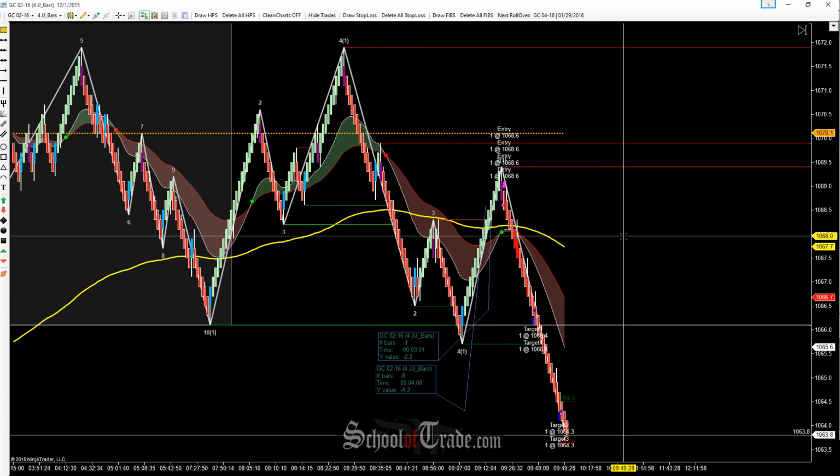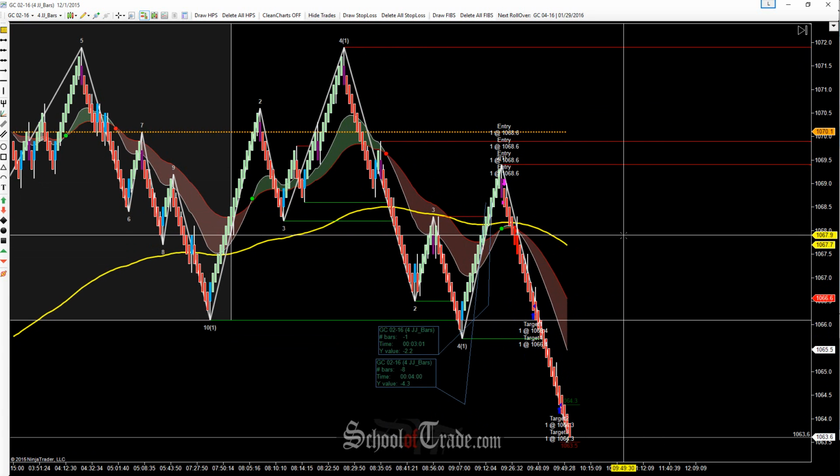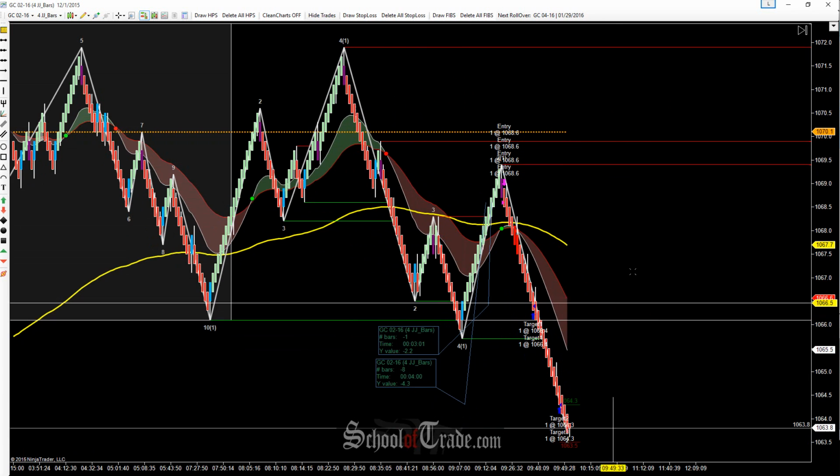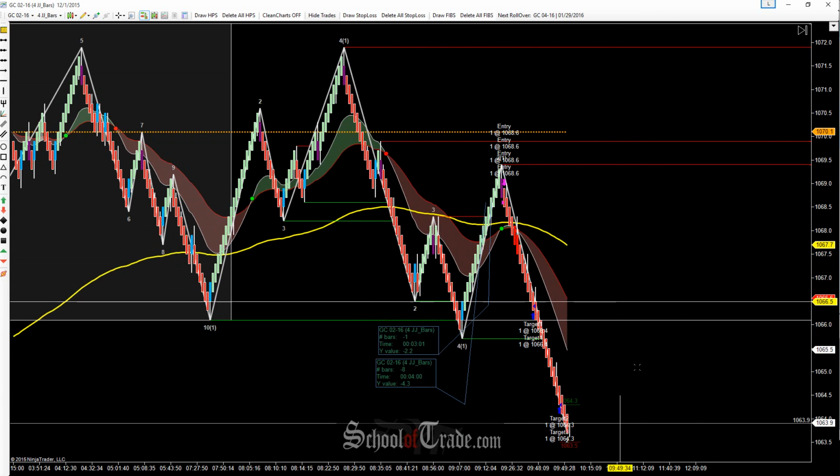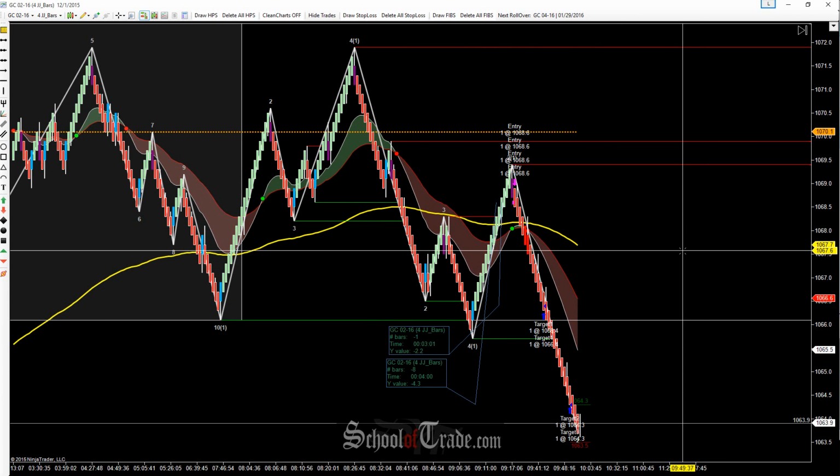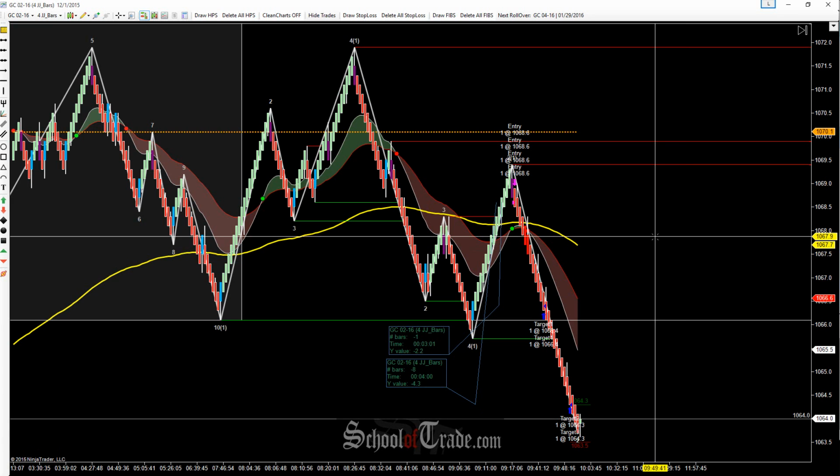Wave pattern was a great way to get into it, and using the information that the market was giving us let us know what to expect here, and we were able to ride it down for 130 ticks. Heck of a trade. So 130 ticks, that's $1,300 on the trade.